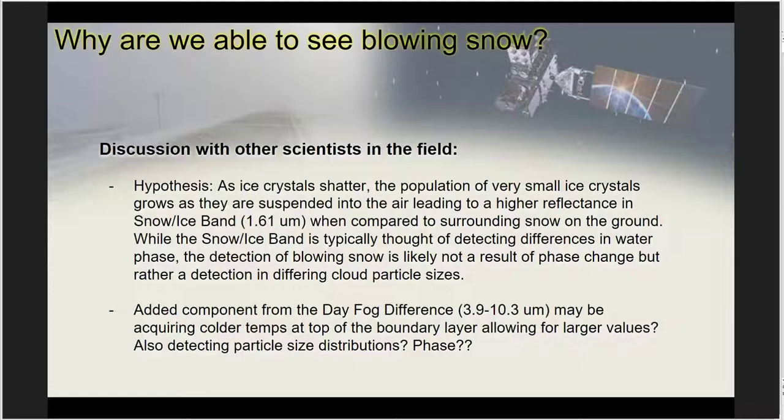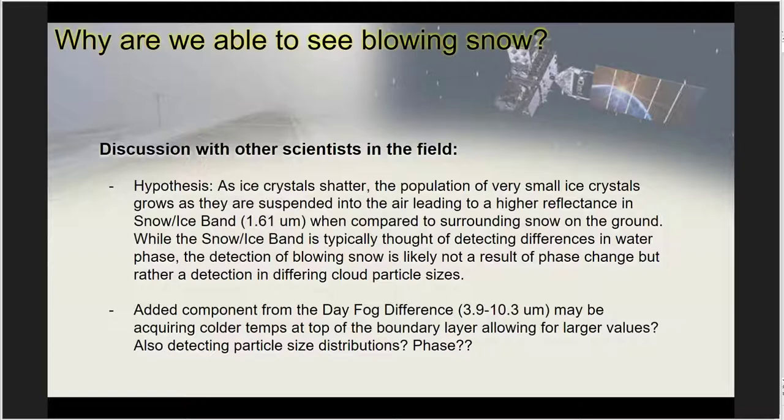So why are we able to see blowing snow? Still don't know exactly why, but the running hypothesis, after talking with some other scientists in the field, is that as you start to shatter your ice crystals in this high wind environment, the population of the very small ice crystals grows, and as they're suspended into the air, this leads to a higher reflectance into the 1.61 micrometer channel, and perhaps even into the 3.9 micrometer channel.